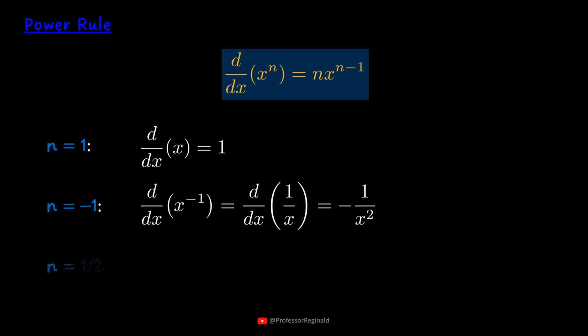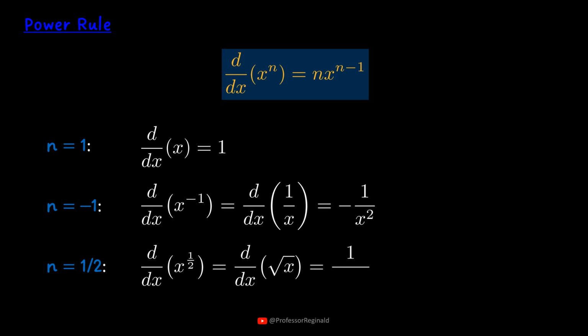If n equals 1/2, the derivative of x raised to 1/2, or the derivative of the square root of x, with respect to x, is equal to 1 all over 2 times the square root of x. In summary, the power rule holds for any real number exponent.